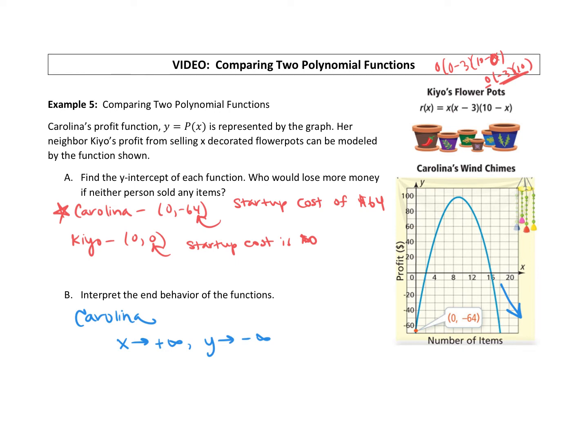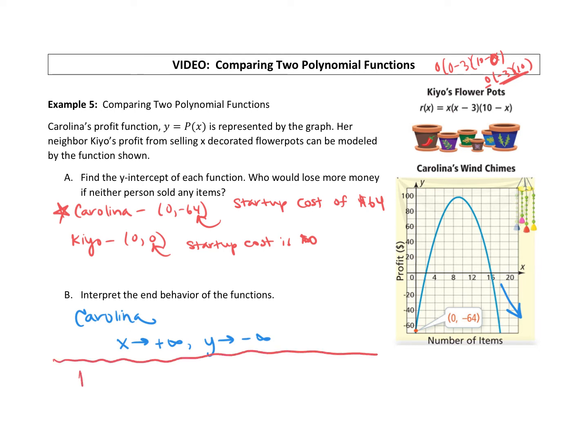So what that's showing in this particular example is Carolina's only making money when her function is positive up here. As she starts selling more and more, her profit goes down and is approaching negative infinity. So there's a finite number of wind chimes that she can sell and still be profitable. Finite means she can't just sell them forever and ever and ever and make money. Business doesn't always work that way.